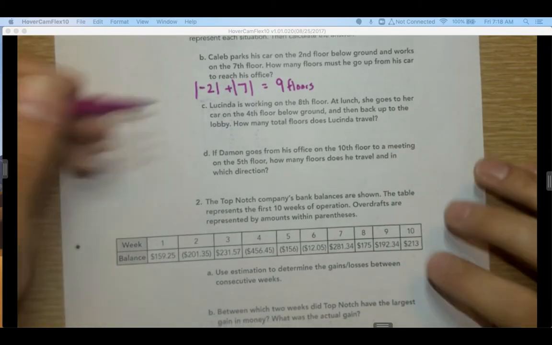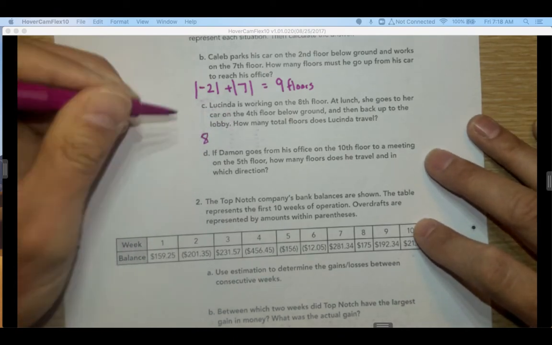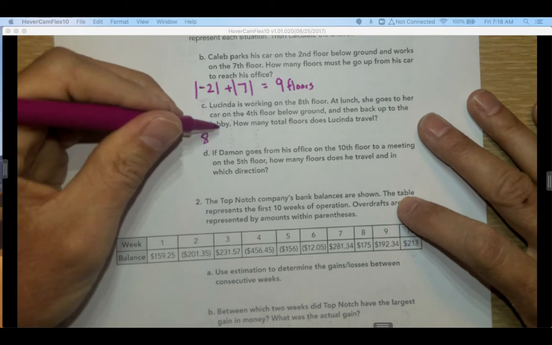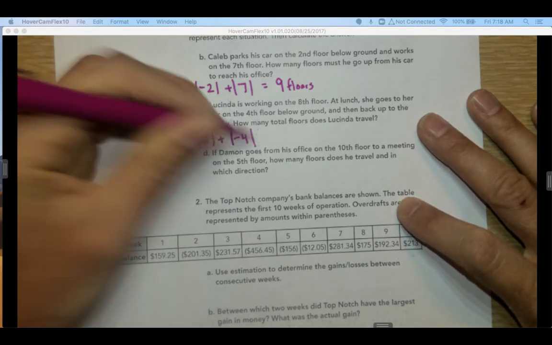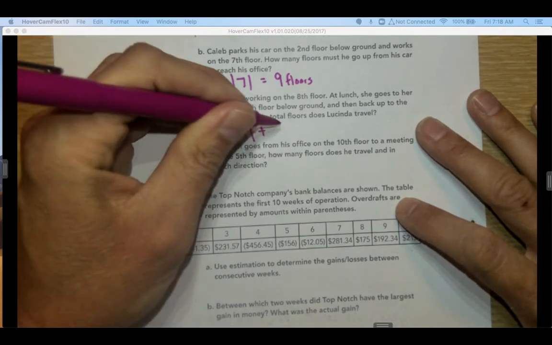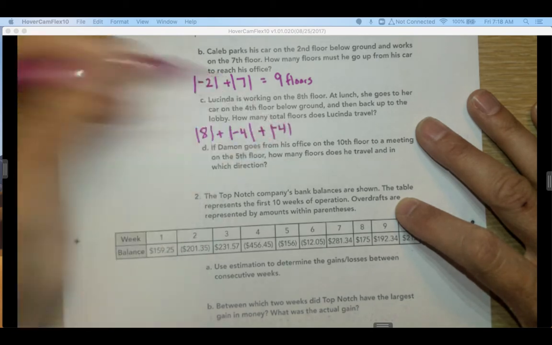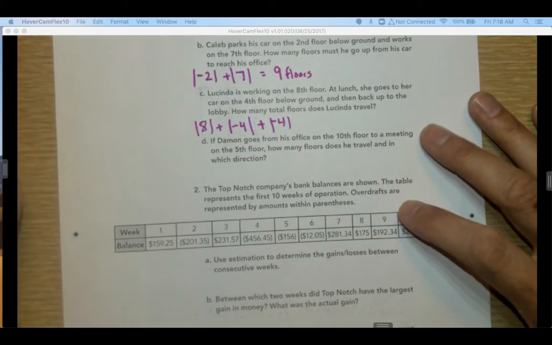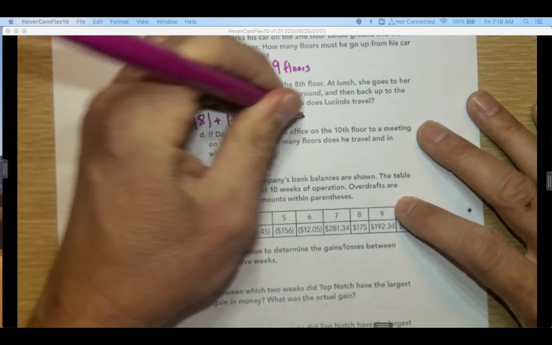Lucinda is working on the 8th floor. At lunch, she goes to her car on the 4th floor below ground and then back up to the lobby. How many total floors does Lucinda travel? Let's see here. We have 16.